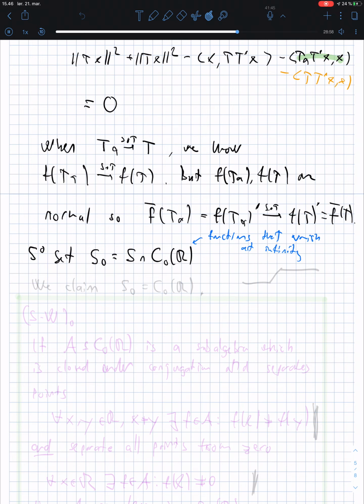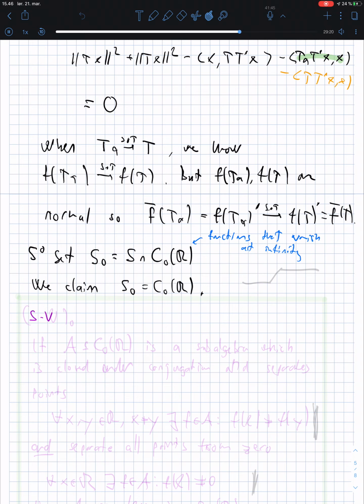And then we claim that in fact S0 is everything in this case. And we will do this using Stone-Weierstrass.